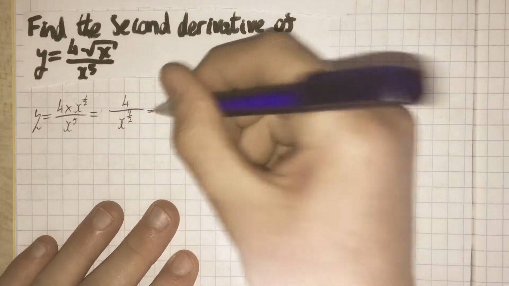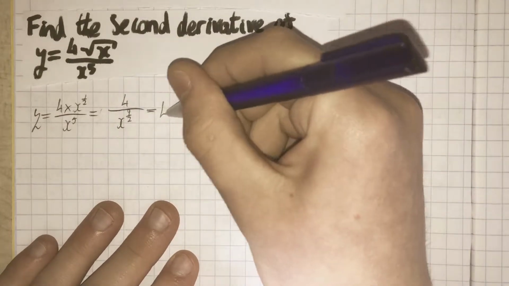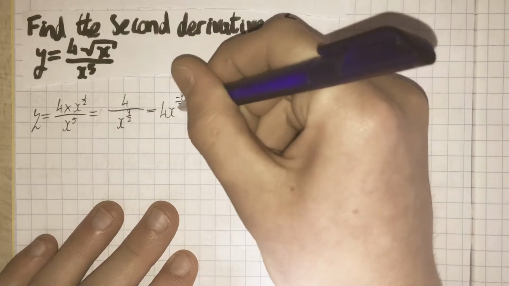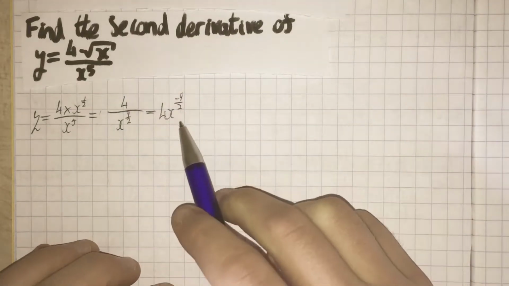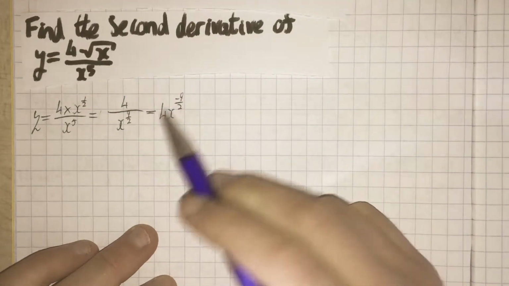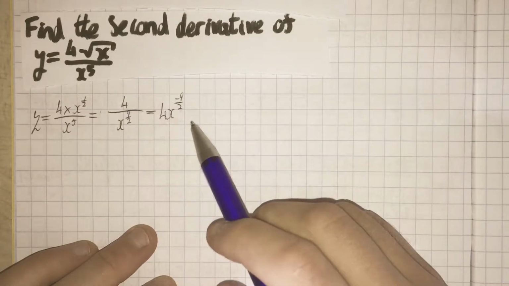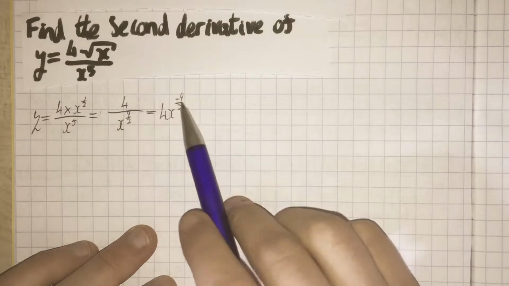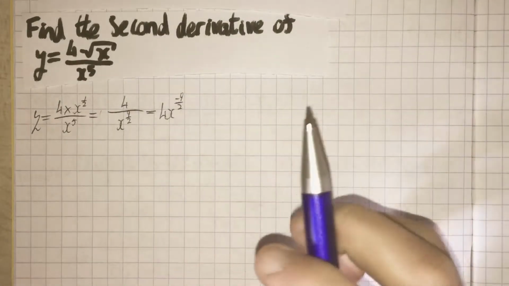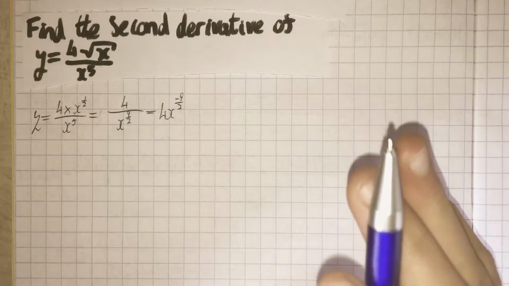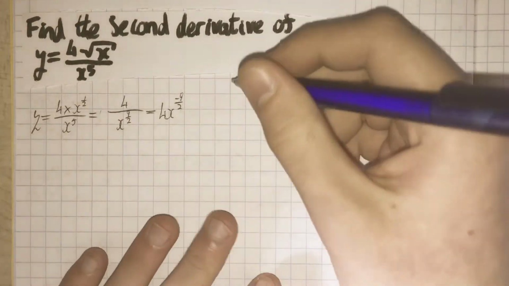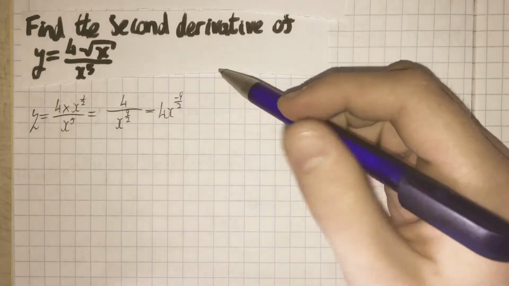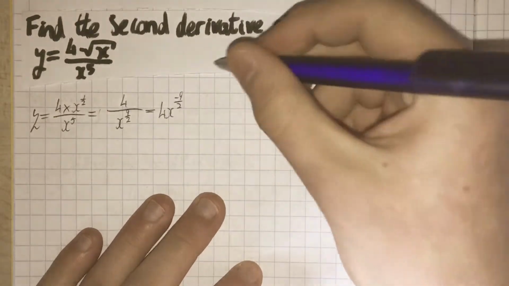And then if you continue to remember your indices, that means we have 4x to the minus 9 over 2, because when you have x to the minus 1, it's 1 over. So when you have 4 over x to the power of 9 over 2, it's just going to be a minus right there. And now we can differentiate. If you had trouble with that beginning bit, feel free to have a go, but I am going to go through it right away.